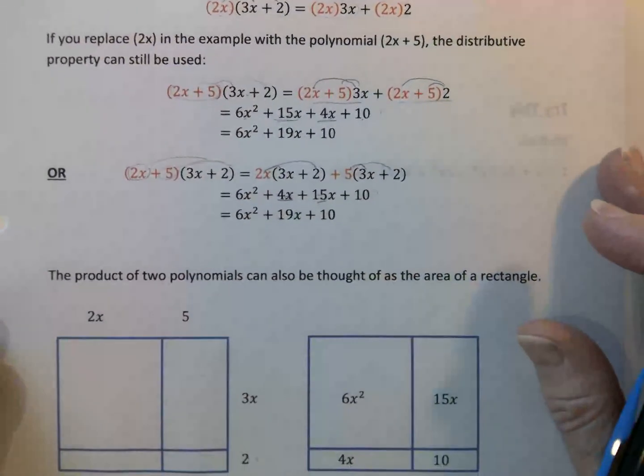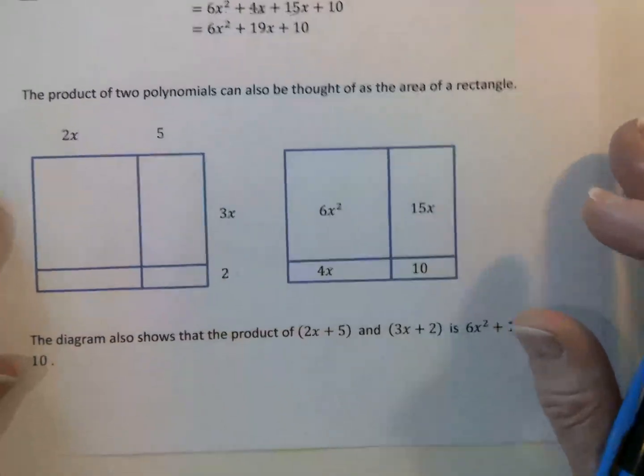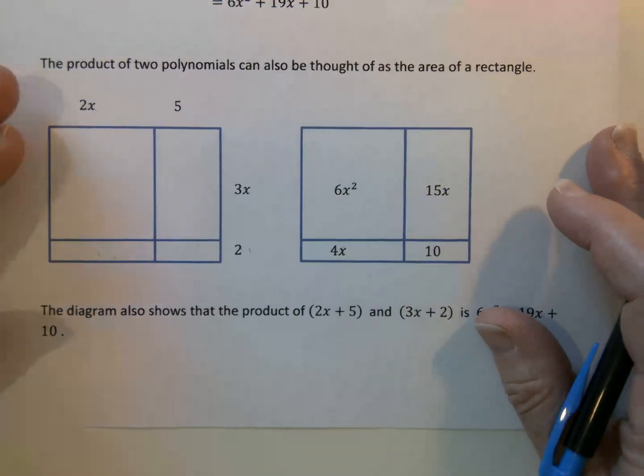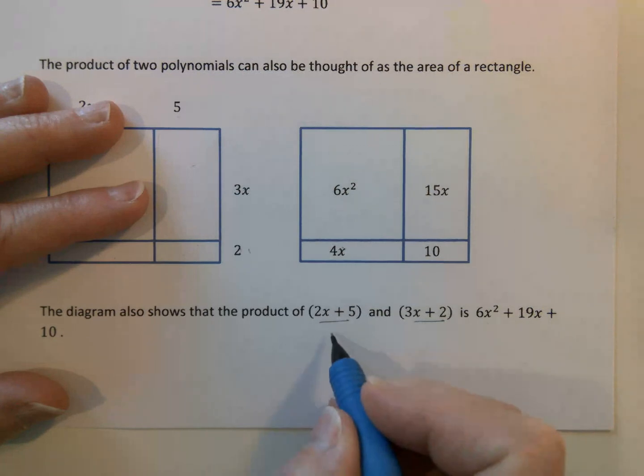So there's something called FOIL, and I think we're going to talk about FOIL. I don't know if we talk about a different lesson or not, but we're going to talk about it right now. So FOIL, when I have two binomials, so here are my two binomials that I'm going to multiply.